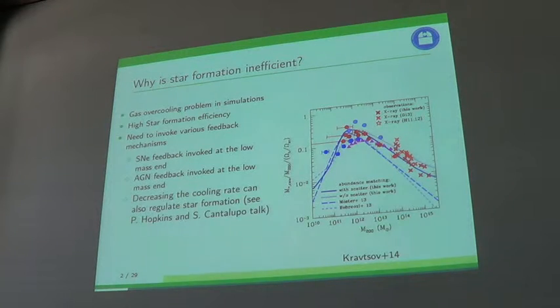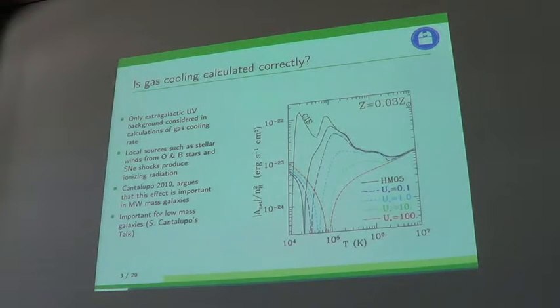As usual, supernova feedback is invoked at the low mass end for low mass galaxies, and AGN feedback at the high mass end. Today I'll be concentrating on the third mechanism, decreasing the cooling rate onto the centers of the galaxies. And as Phil mentioned, that's what is called quenching. The main idea behind the talk was given by Sebastiano, so I'll show his plot first.